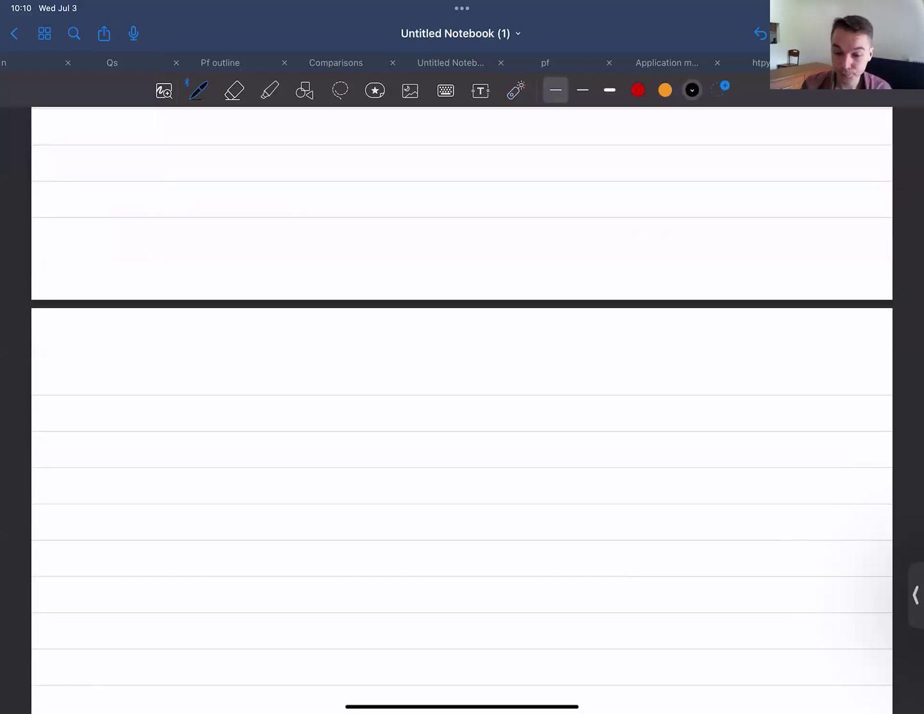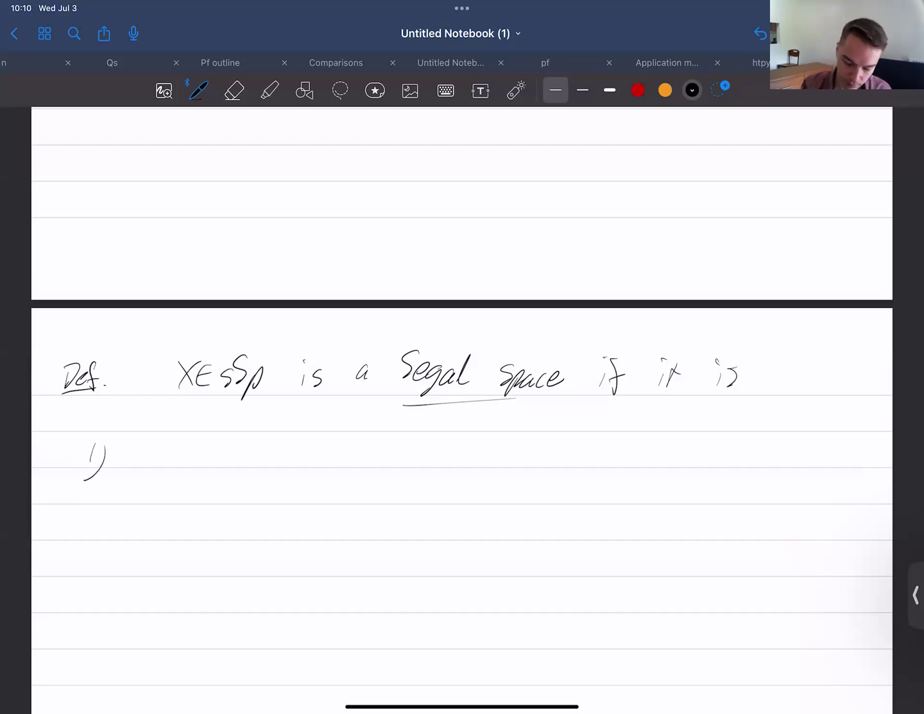Okay, so first, if we take X that is a simplicial space, we say that it is a Segal space if it is first a fairly technical assumption about it being injective, or equivalently, Reedy fibrant.